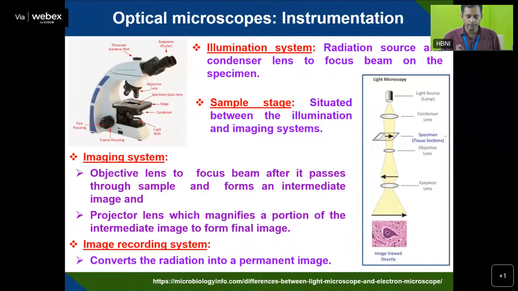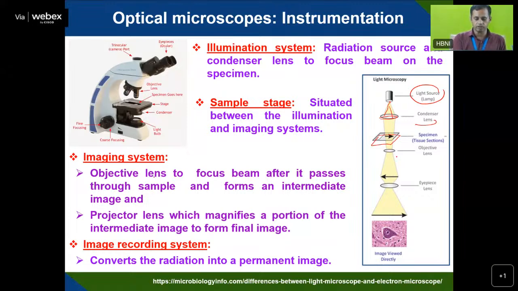If you look at the optical microscope instrumentation, you have an illumination source, that is a light source or lamp, a radiation source. The condenser lens is there to focus the beam after this light source. Light comes here and is focused by the condenser lens onto the specimen. So you have a sample situated between the illumination and the imaging system. Then you have an objective lens here, and then comes the imaging part.